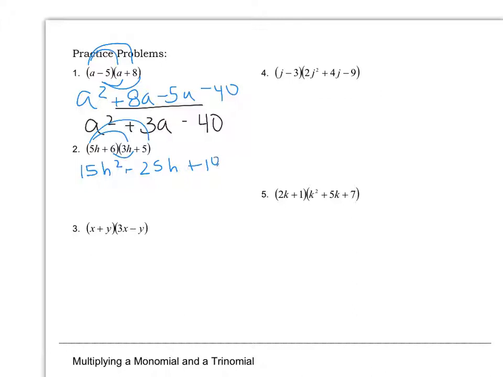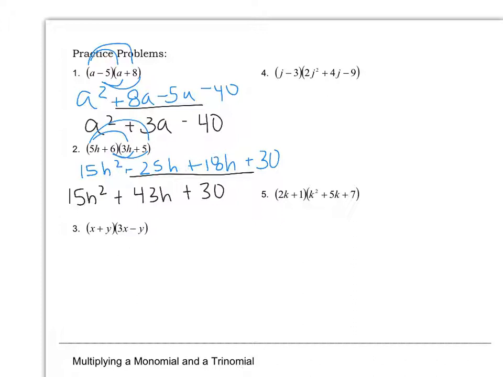And then number 2, 5h times 3h is 15h squared plus 25h plus 18h plus 30. So then if you combine like terms, you got 15h squared. 25h plus 18h is 43h. And then plus 30.